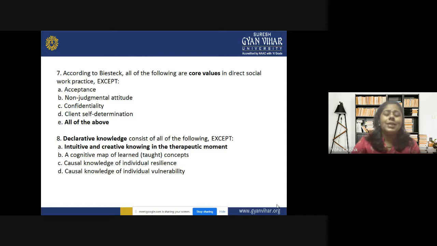So, students, these are the options A, B, C, D. Now you have to select the correct answer on the basis of the given choices, and the correct answer will be option A, that is intuitive and creative work in the therapeutic movement.